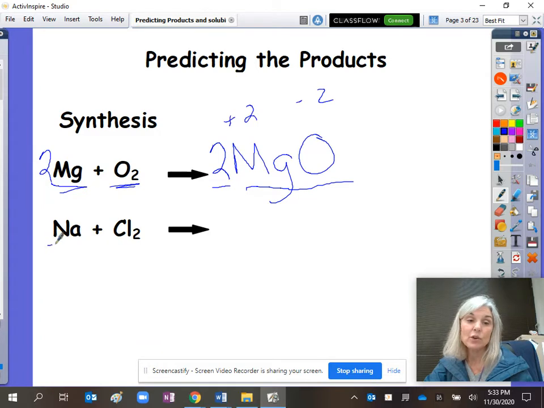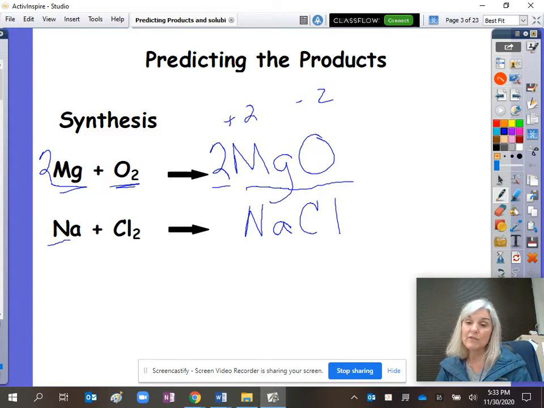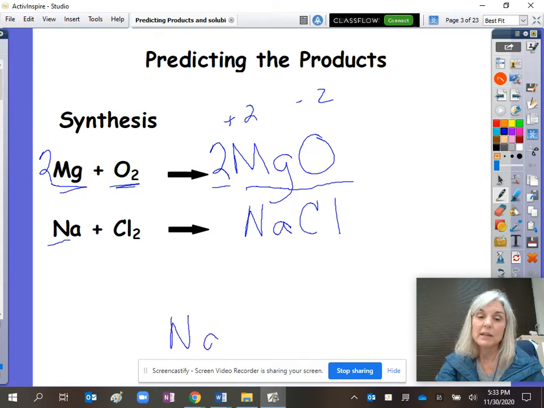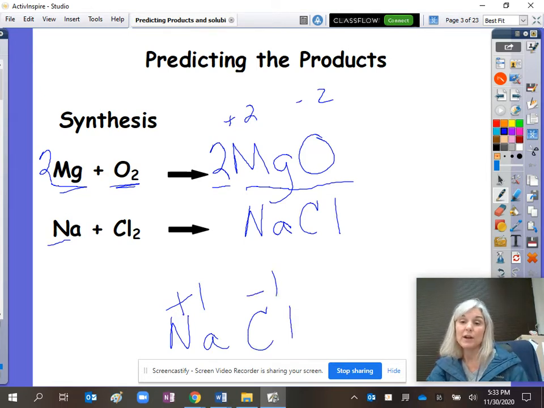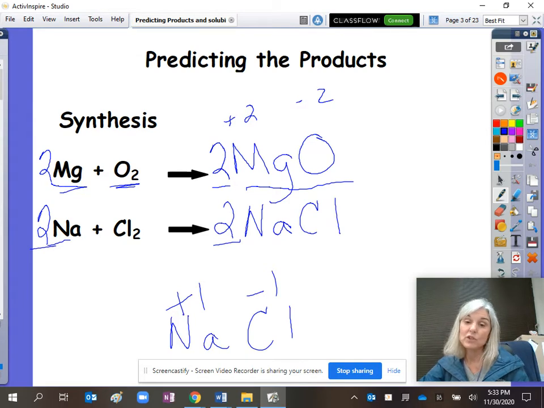So now let's look at sodium and chlorine. Synthesis, so we're going to put them together. So we're going to put Na and Cl. Now we need to make sure if this is the right formula, and I'm going to write it up here. Sodium is +1 because it's in group 1. Chlorine is in group 17, so it's -1. So that is the right formula. So now we need to balance. There's 2 chlorines, only 1. So we put a 2 here, and then that makes us need a 2 for the sodium. So that's all you have to do for synthesis.